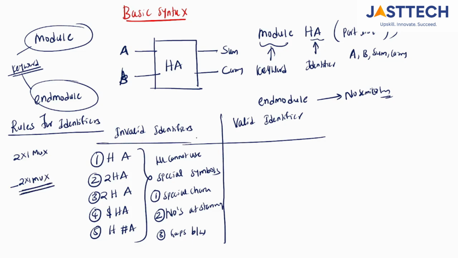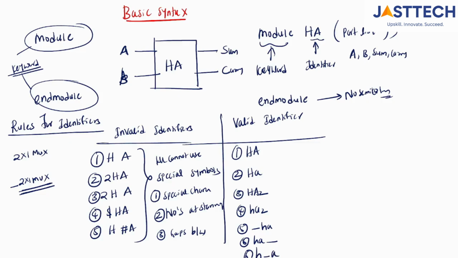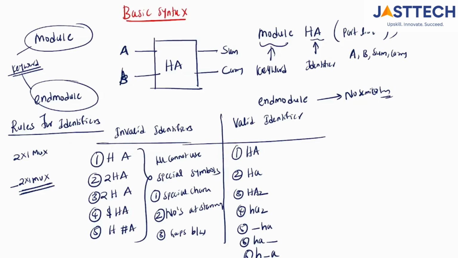So like this. Valid identifiers: HA, next H small a, HA2, underscore HA, HA underscore, H underscore A. These are the basic rules for the identifier. Is it fine? Any doubts or queries? Shall I move forward? Okay. Yeah.